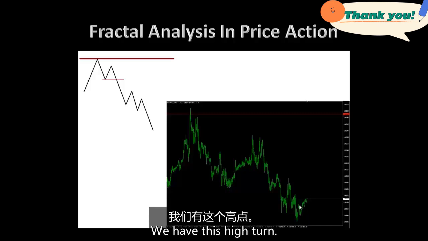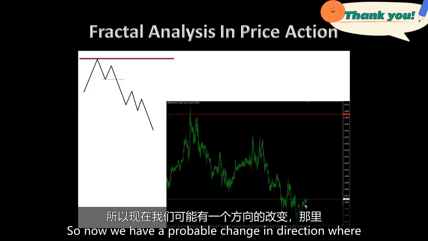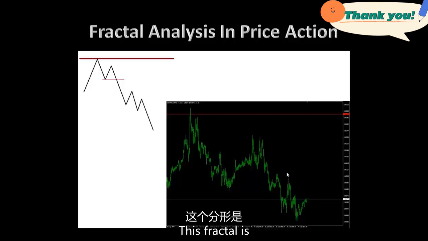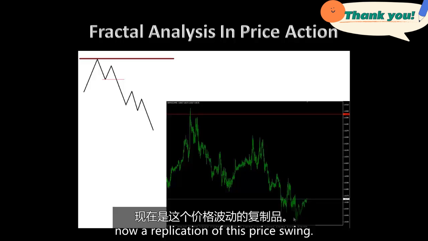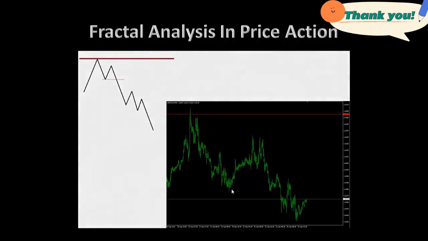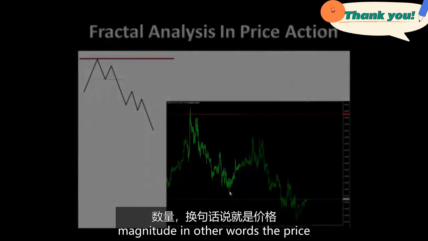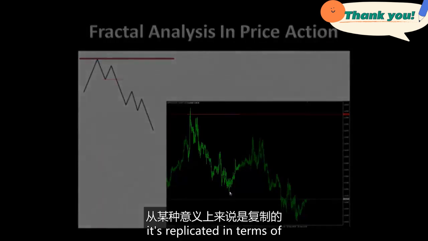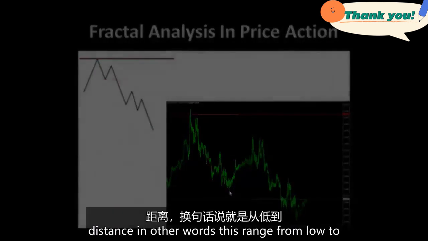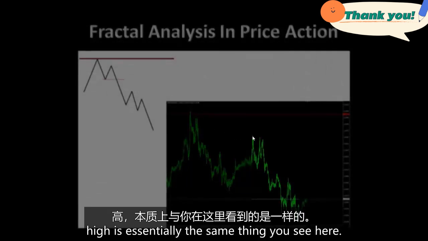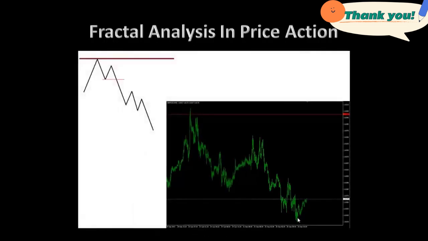See what's happened? We have this high turn. So now we have a probable change in direction where market flow has shifted to bullishness. So this fractal is now a replication of this price swing. If we look at this high to this low in terms of pip magnitude, in other words, the price swing, it's replicated in terms of distance. In other words, this range from low to high is essentially the same thing you see here, this high to this low.